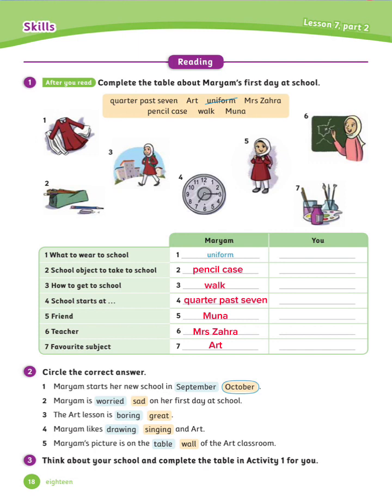Exercise number 2. Circle the correct answer. Number 1. Mariam starts her new school in October. Number 2. Mariam is worried on her first day at school. Number 3. The art lesson is great. Number 4. Mariam likes drawing and art. Number 5. Mariam's picture is on the wall of the art classroom.